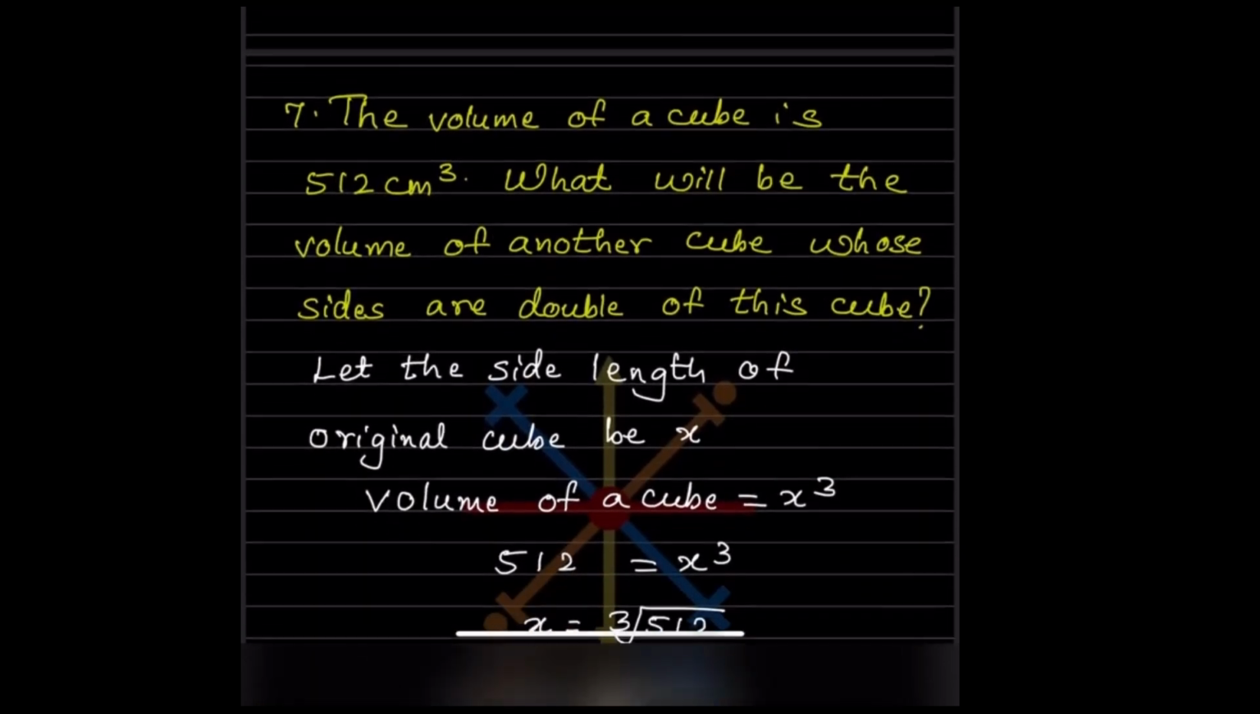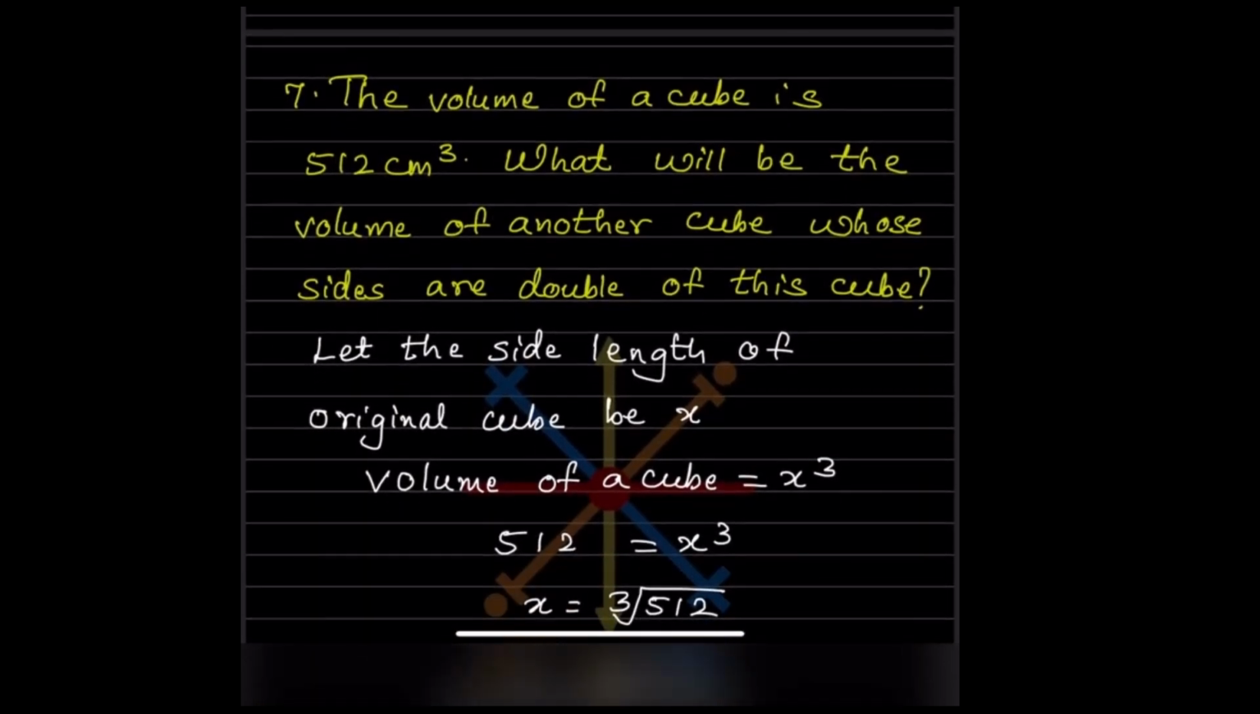So now we will start the remaining ones, that is question number 7. The volume of a cube is 512 centimeter cube. What will be the volume of another cube whose sides are double of this cube? Whenever you have such types of problems, first you have to read the full question, and then go one sentence at a time.